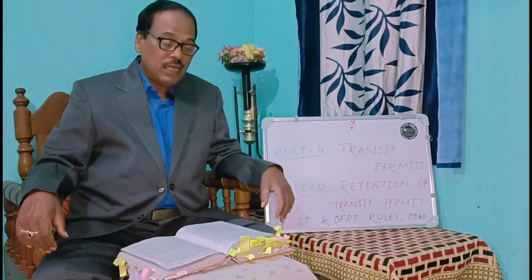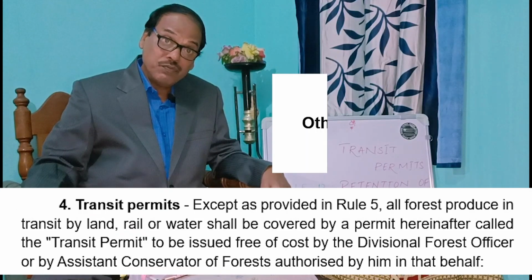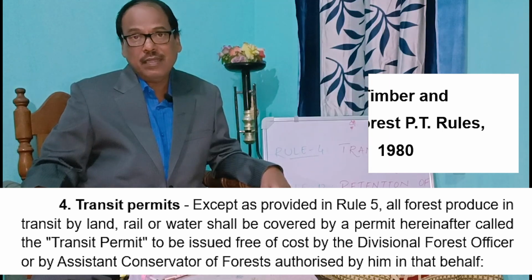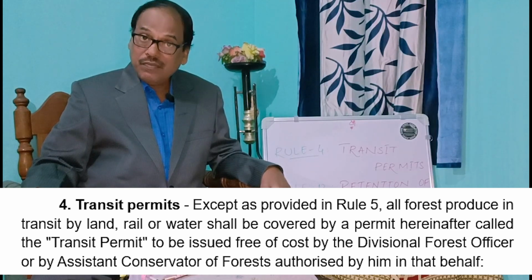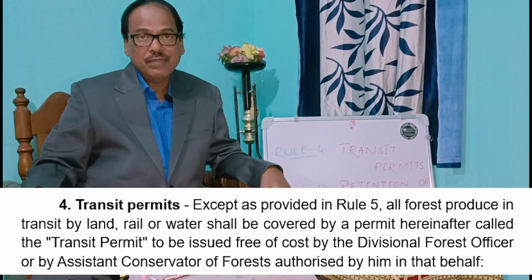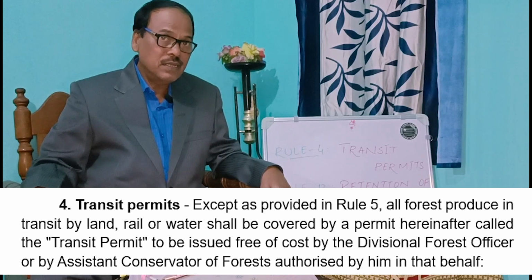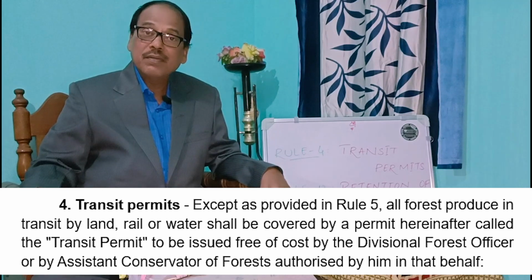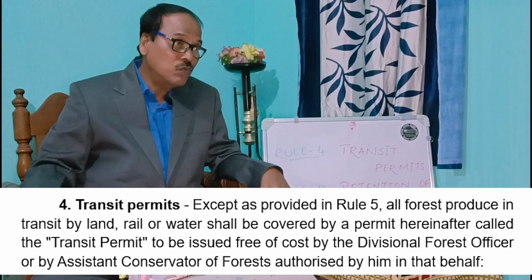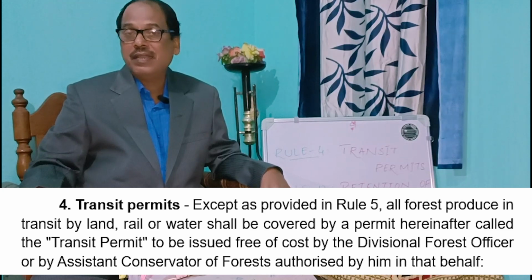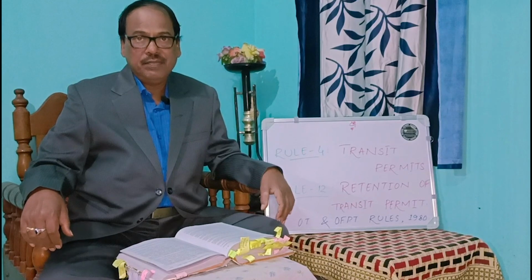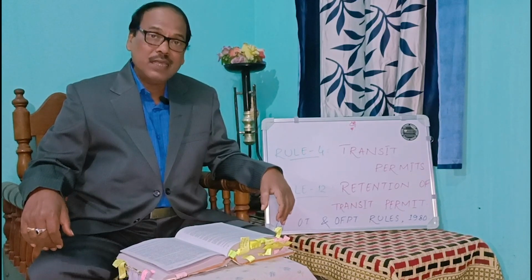So, as per Rule 4 of OT and OFP Transit rules, what is important? Here important is: any forest produce except in Rule 5 needs transit permit for its transportation from one point to another point. That's why it is most important, everywhere, in every case.